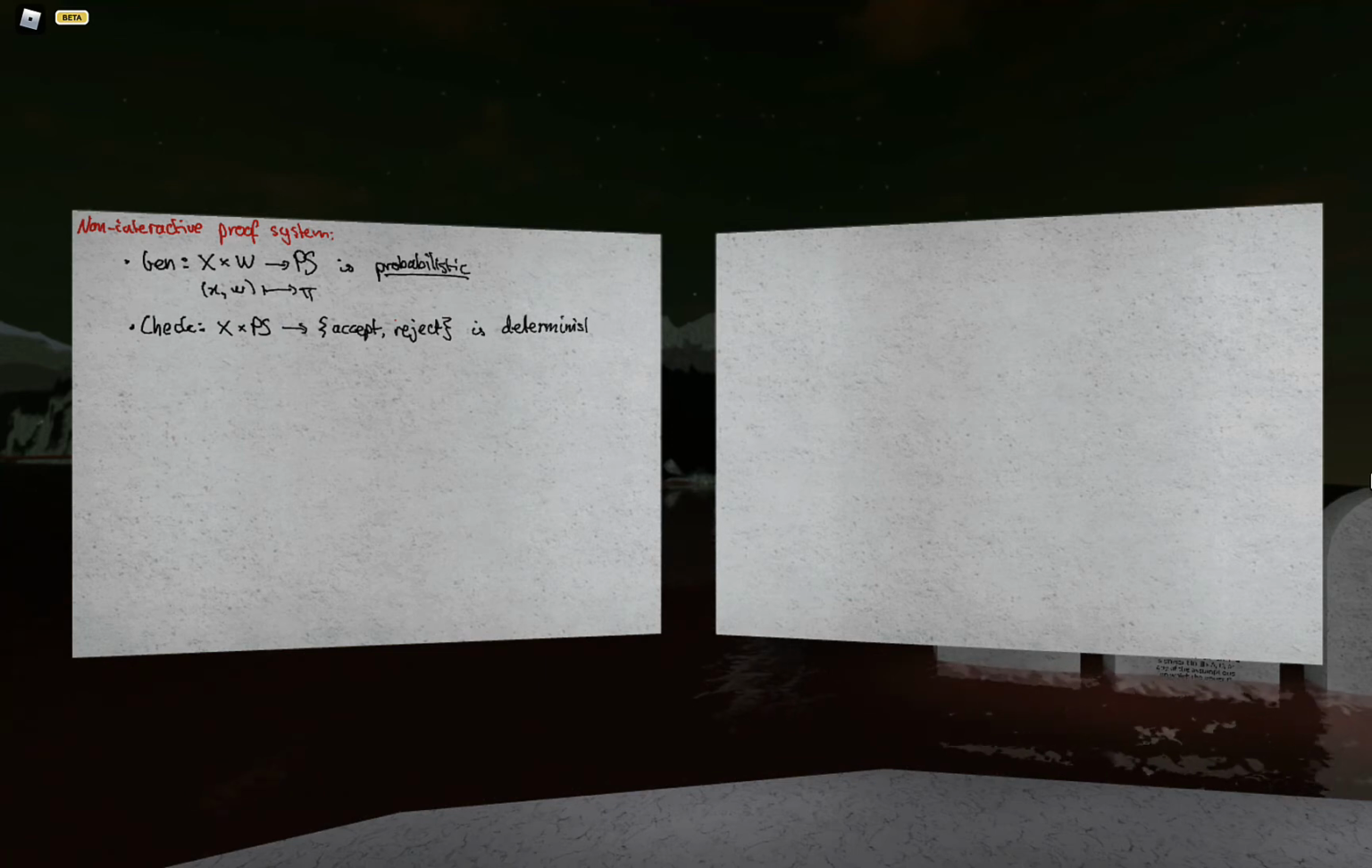And we say, I'm not even going to bother writing this out because it's really straightforward. We say it's existentially sound if any efficient algorithm that tries to generate a proof for a false statement has a negligible chance of passing check.